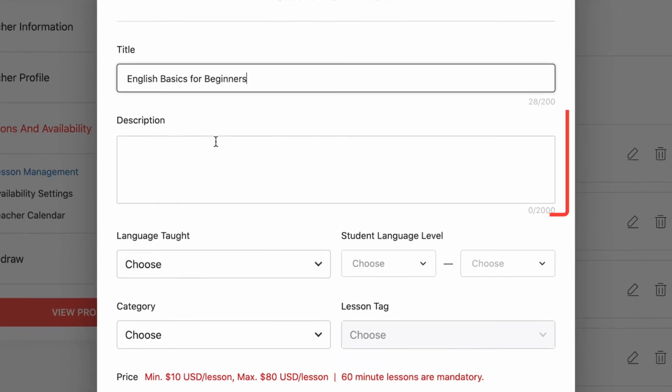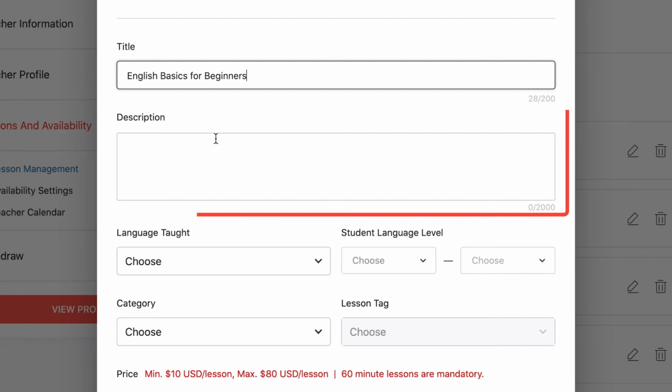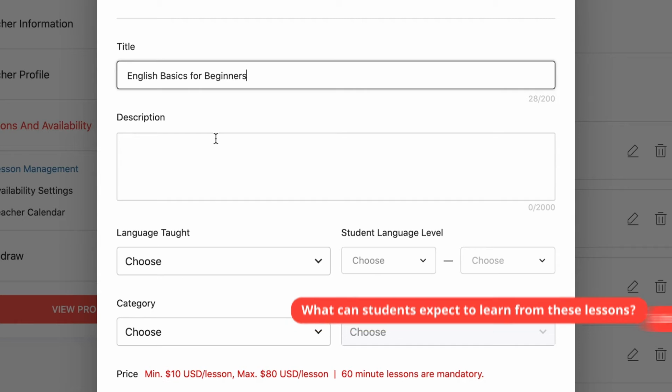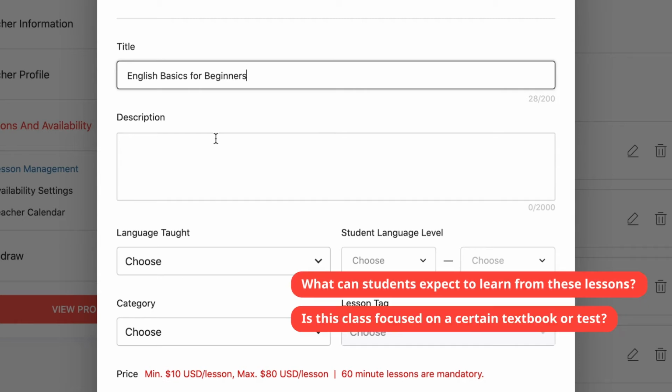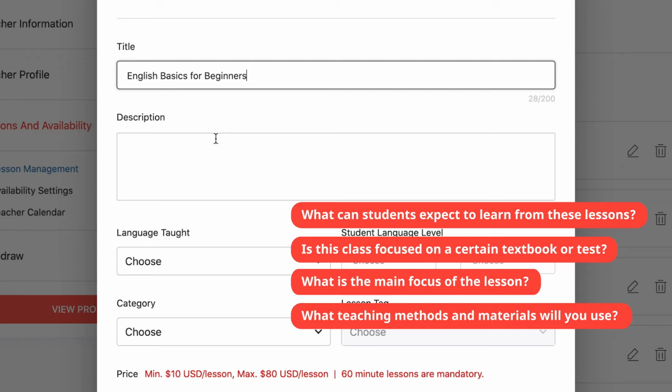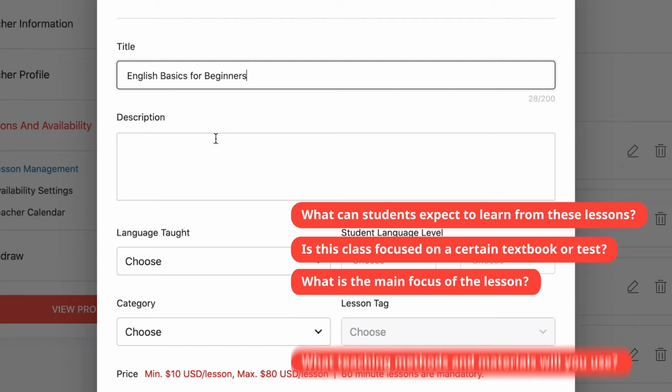Now write your description. Here you can present the lesson in greater detail. We recommend including answers to the following questions. What can students expect to learn from these lessons? Is this class focused on a certain textbook or test? What is the main focus of the lesson? What teaching methods and materials will you use?